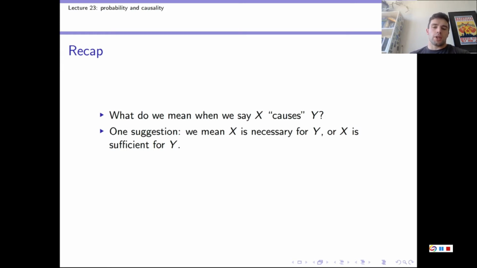However, while talking in terms of necessary and sufficient conditions can sometimes explain what we mean when we say things like X causes Y, there are also instances where we use the term causes where necessary and sufficient conditions can't fully capture what we mean. Here's one: smoking causes lung cancer. Analysing this use of the word causes in terms of necessary and sufficient conditions can't fully capture what we mean.